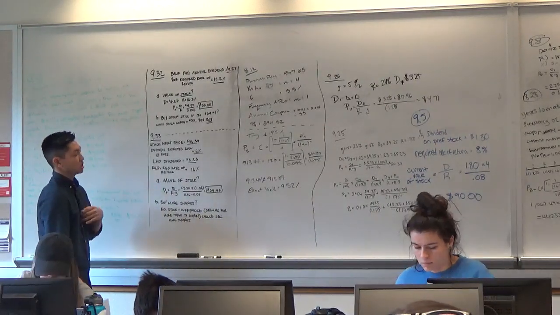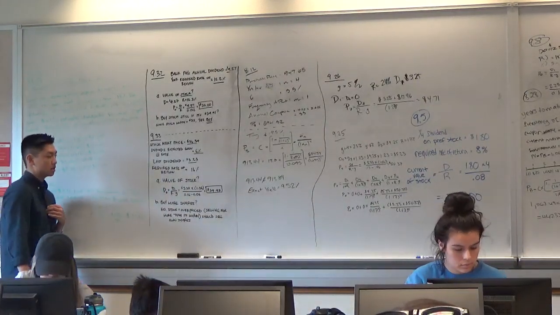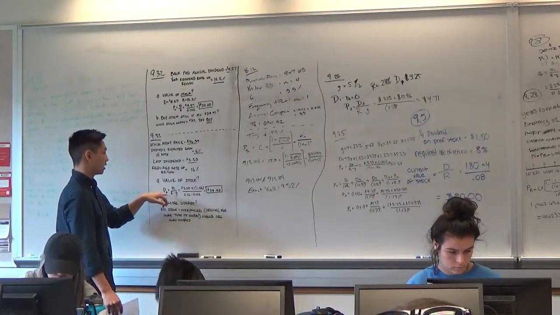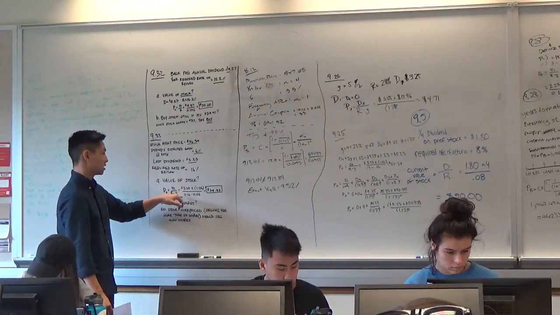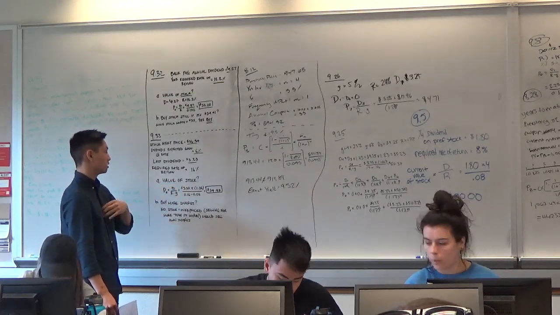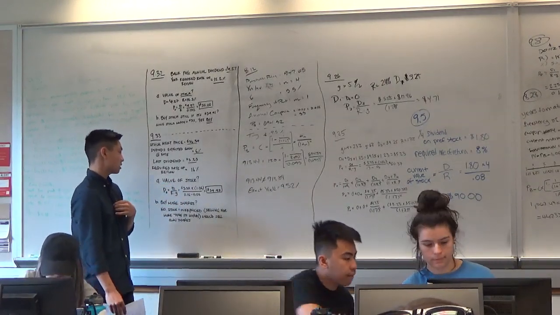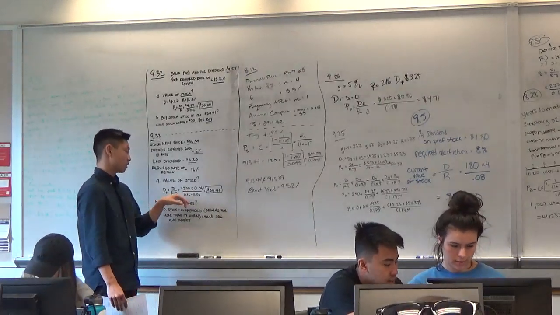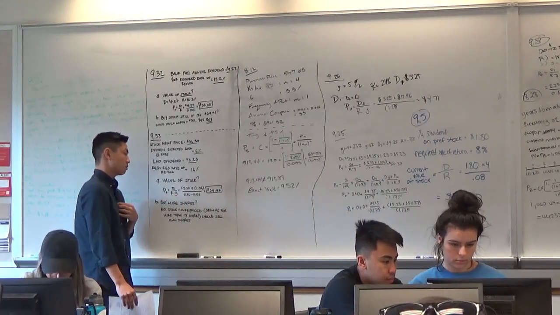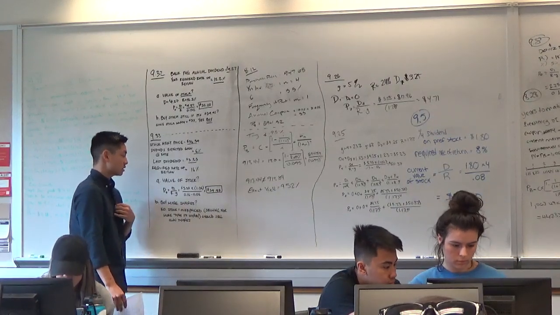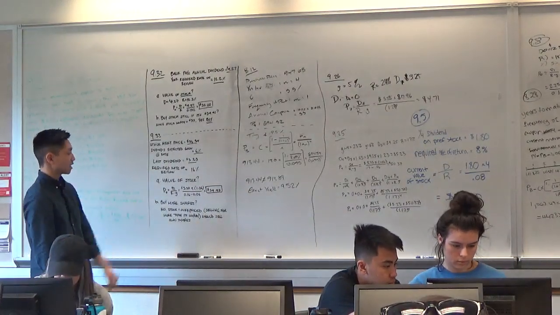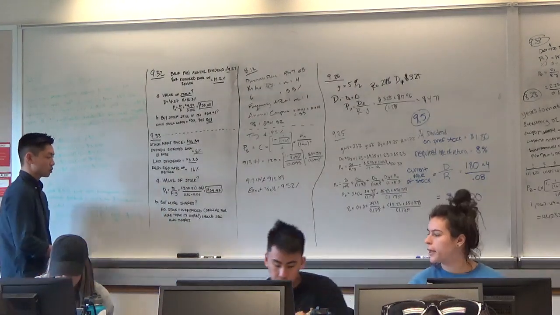So the first part of the question asks, what is the value of the stock? And you're going to use the equation D1 over R minus G. To plug in, 3.25 times 1.06, and then that's going to be over 0.16 minus 0.06. And then that'll give you $34.45.